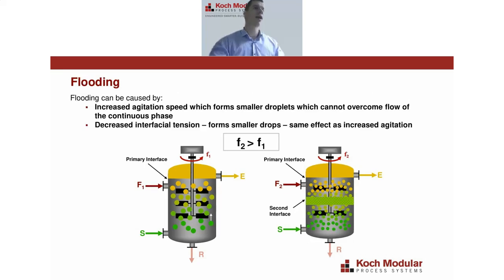The other way this can happen, when you're using agitated extraction columns, and this is a little bit more intuitive in my opinion, is where you have too much agitation. By doing that, you'll form smaller and smaller droplets, and as they get smaller, it becomes more difficult for them to leave the extraction column. The dispersed phase will get held up, a secondary interface will form, and the column will flood.